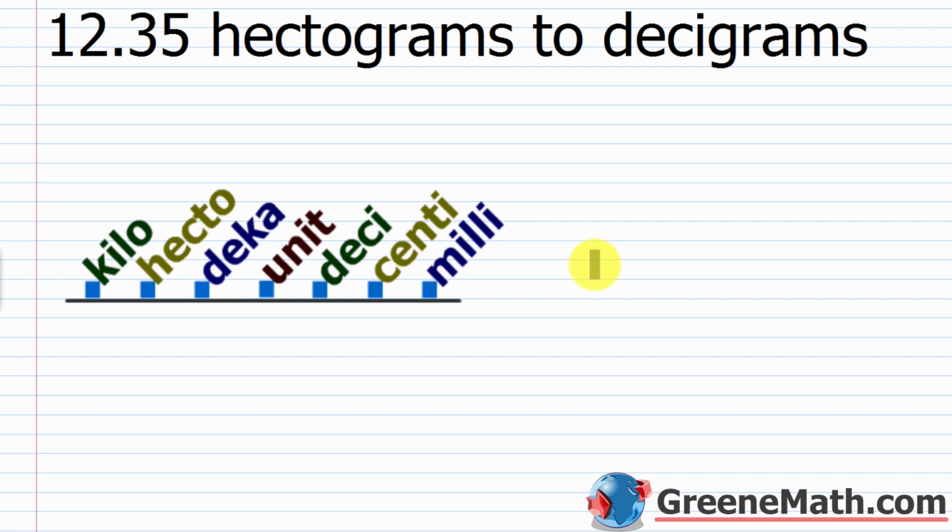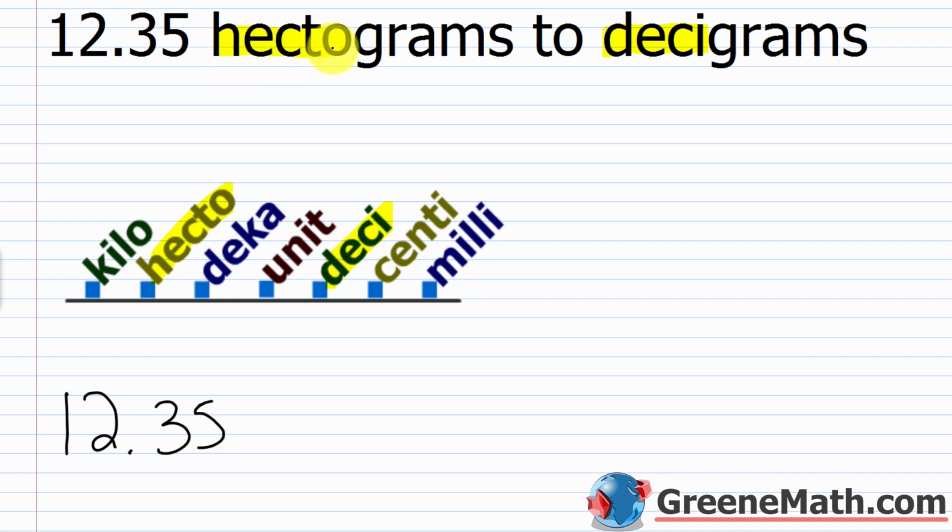So when we start, all we basically need to do is identify our prefixes that are used in the conversion. So we're starting at hectograms, right? So hecto is the prefix, and then we're going to decigrams, so deci is the prefix there. So just identify those on the prefix chart. We have hecto here, and we have deci here. Now, all we need to do is take this number part for what we're converting, so 12.35, and we move our decimal point the same number of places and in the same direction as we move for the prefix chart, right? So we're just matching the movement.